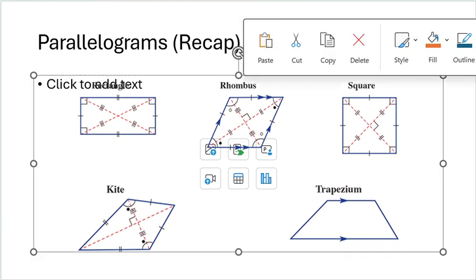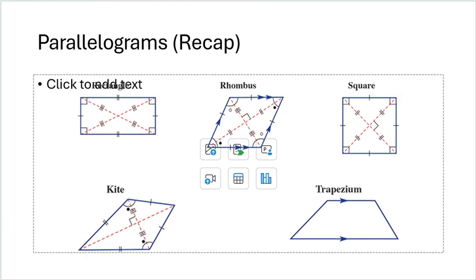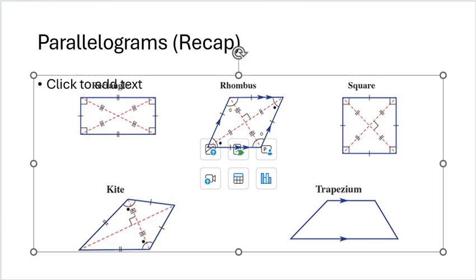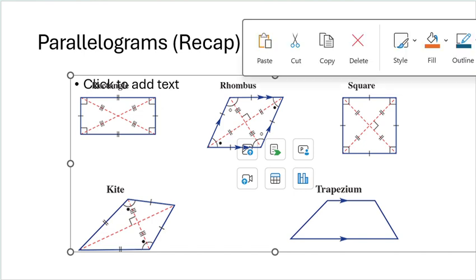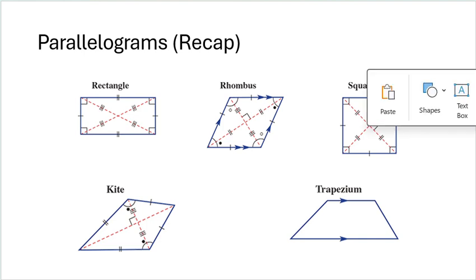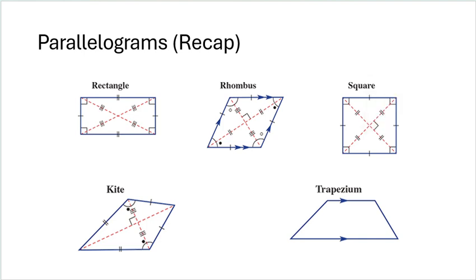Continuing on with that, these are some shapes of parallelograms that we are quite familiar with. So you have the rectangle, you have a rhombus, you have a square, you have a kite, and then you also have a trapezium.